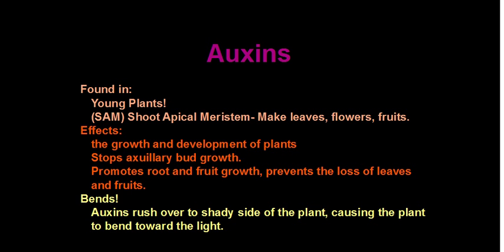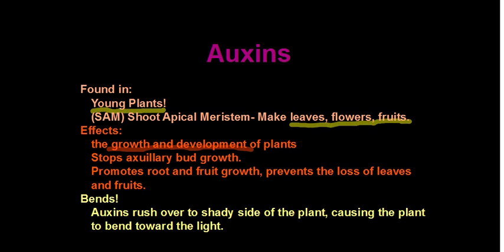Now, auxins are found in young plants, but more specifically in the shoot apical meristem, or SAM for short. And all this means is this is the part in the plant's body that is creating new plant organs, such as leaves, flowers, and fruits. And it would make sense that auxin is there because that is the youngest, newly developed part of the plant. And auxin has major effects on the growth and development of plants. That's what's really important here.